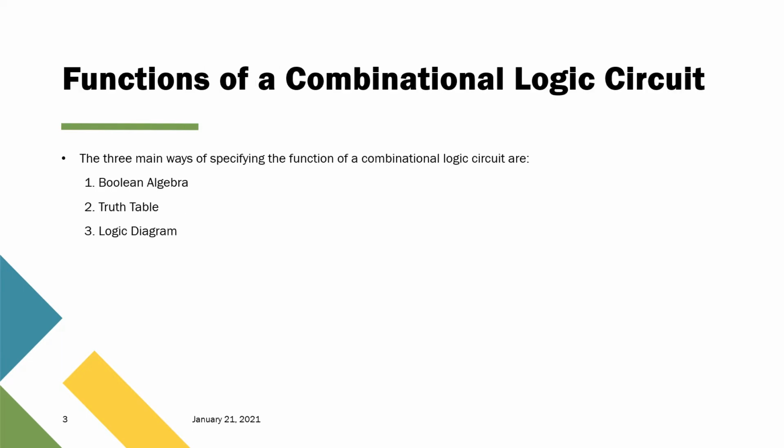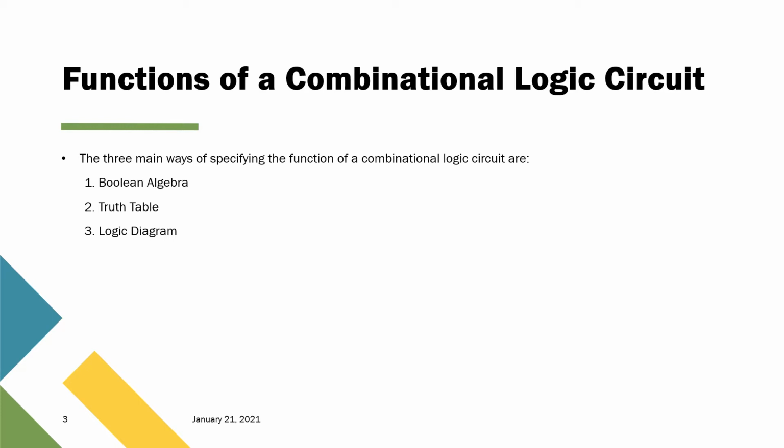The functions of a combinational logic circuit are specified in three ways. 1. Boolean algebra. This forms the algebraic expression showing the operation of the logic circuit for each input variable, either true or false. Number 2, truth table. A truth table defines the function of a logic gate by providing a concise list that shows all the output states in tabular form for each possible combination of input variable that the gate could encounter.